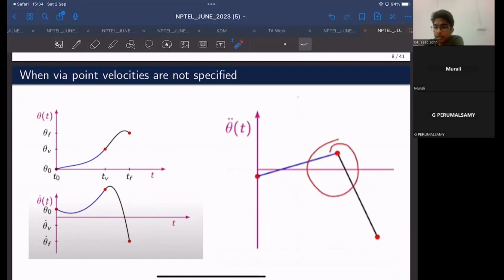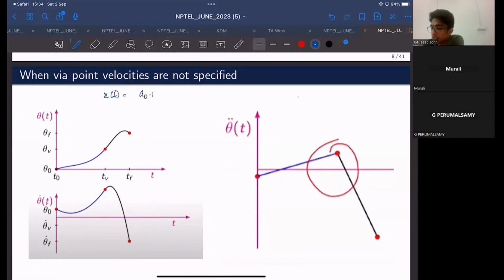Okay, I guess I got a question from Perumal Sami. He says, why can't we change the basis from 1, t, t square, t cube to t? Okay, so you are essentially talking about a fourth order polynomial, if I'm not mistaken.